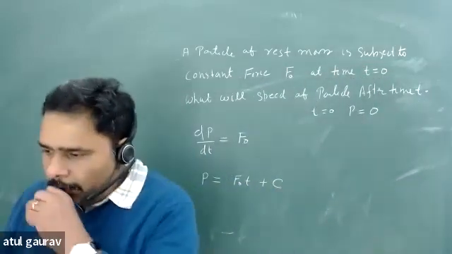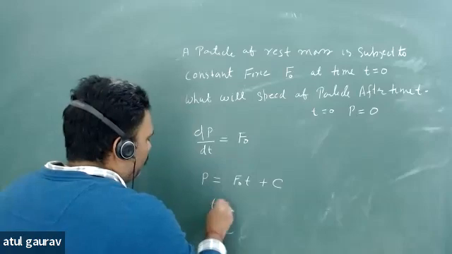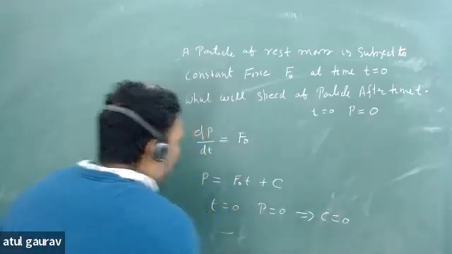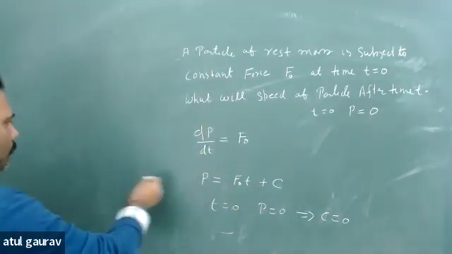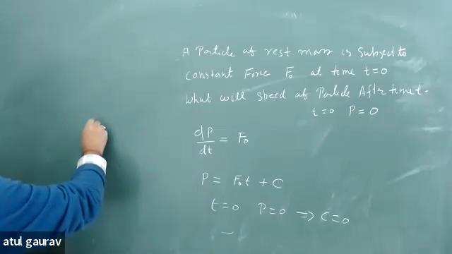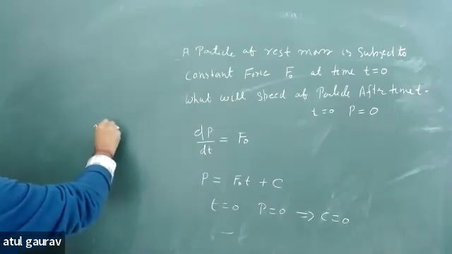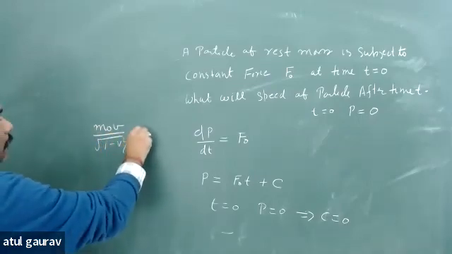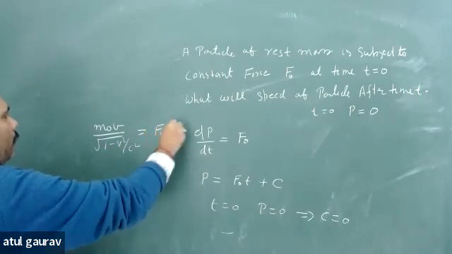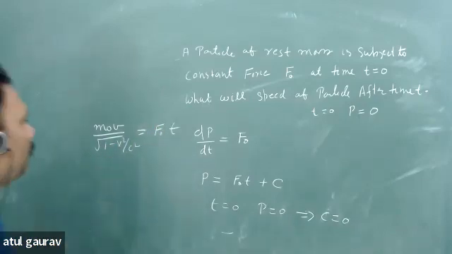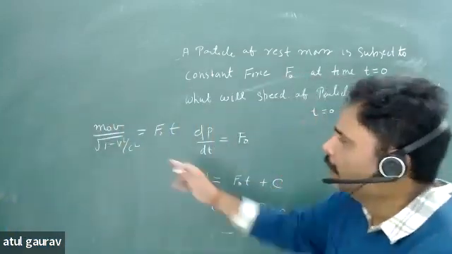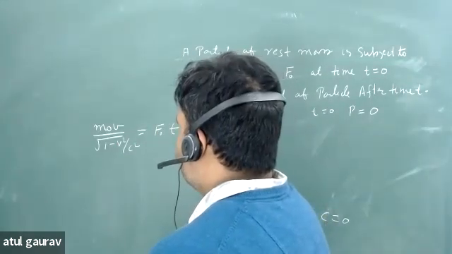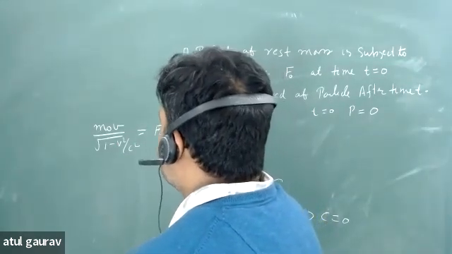So C is equal to 0 at T is equal to 0, P is equal to 0, which implies C is equal to 0. And from there, you can write the expression of momentum. What is momentum? m naught v over root under 1 minus v square upon c square is equal to F naught t. And from here, you can easily solve for the value of v. Can you solve it? Yes or no? How will you solve it?